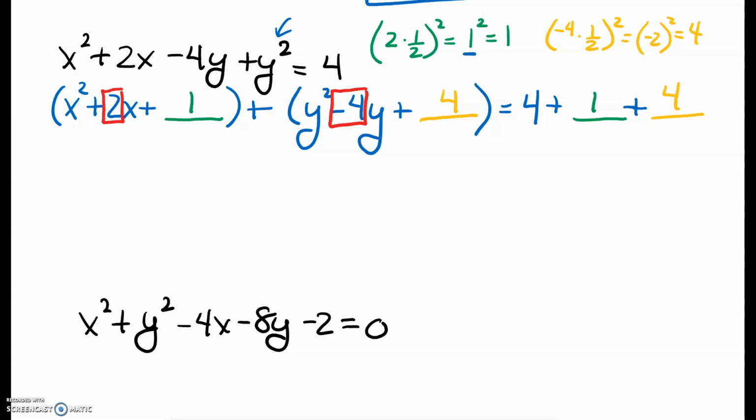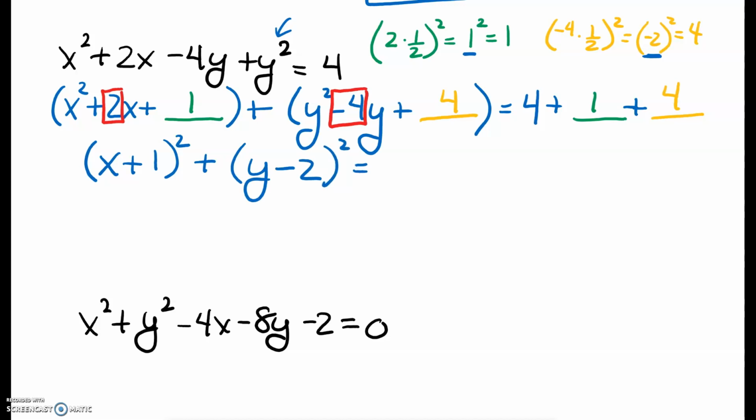So I want you to see I'm going to have a plus 1 in my first factor and a negative 2 in my second factor. My first factor is going to be (x + 1)^2. My second factor is going to be (y - 2)^2. And then when I add all of my numbers, I get a 9. So this is not quite in the right form. It should be (x - h)^2 + (y - k)^2 = r^2.